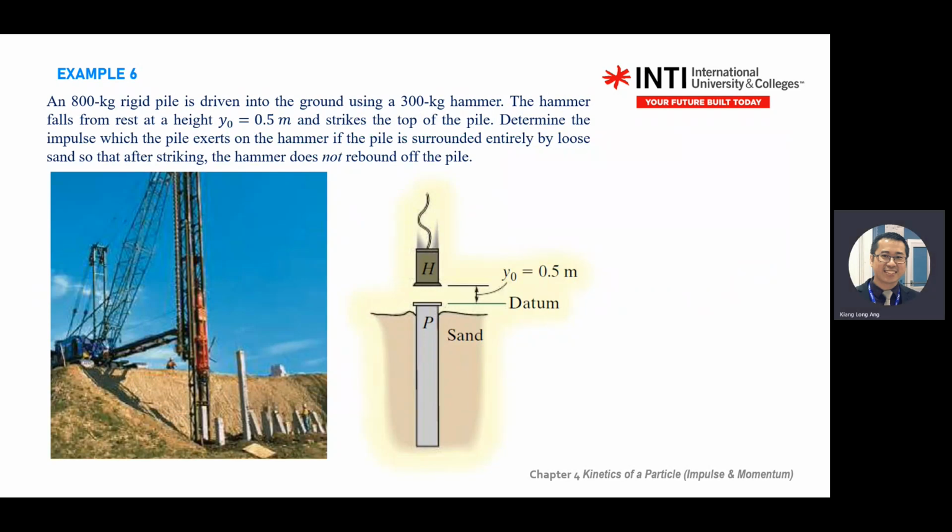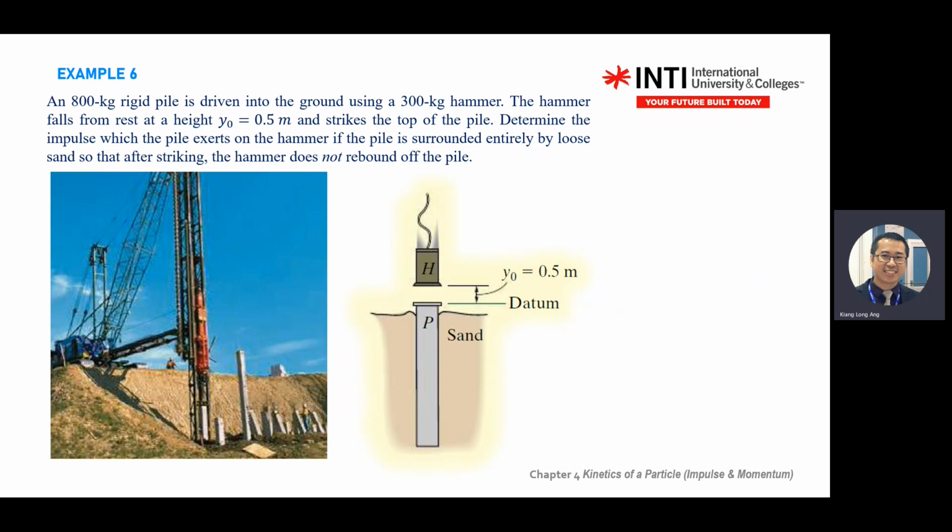Okay, let's look at another example, example 6. You have piling and there's a hammer and a pile, right? The pile goes inside the sand, and before the hammer hits the piling, there's an initial height of 0.5 meter, and you're given a datum.